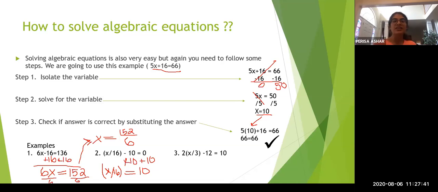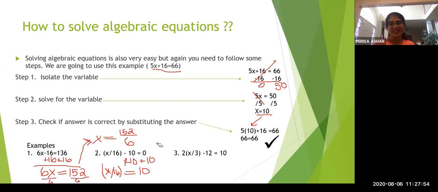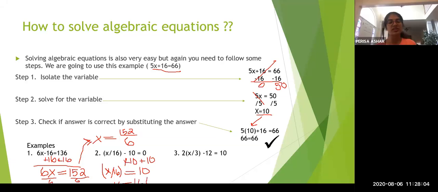If anyone in the chat box knows what to do in order to now find x, because right now we only have the value of x over 16, which is 10. But what about x itself? So Gurjap is correct. If everyone looks in the chat box, Gurjap said x equals 160, which is exactly correct. Because we have the algebraic expression, x over 16 equals 10.